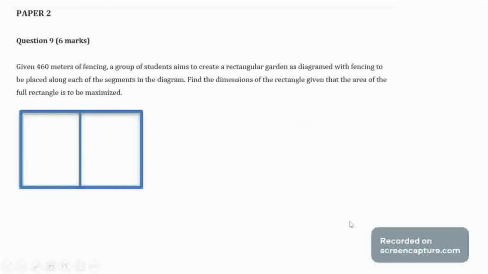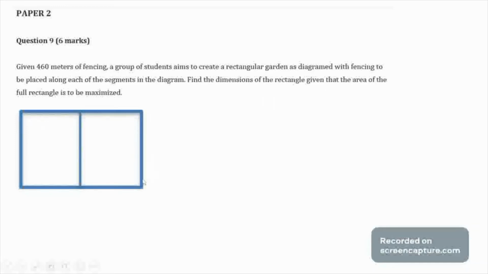All right, paper 2, calculator is now allowed. We're looking at this question, and we have a very common kind of quadratic area problem. We have some kind of a rectangular garden. It's divided into 2 halves here by fences. These are all fences around it. We know we have 460 meters of fencing for this whole thing. All right, so you want to find the dimensions of the rectangle given that the area will be maximized.